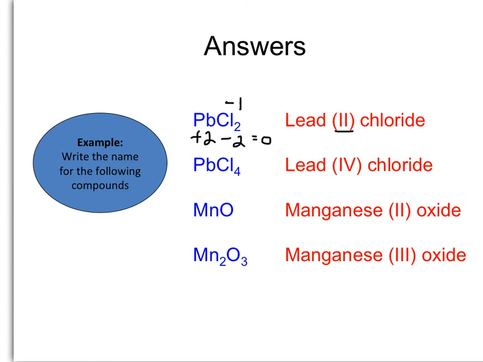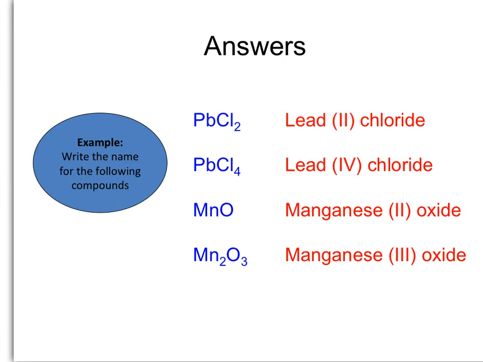In the next example, we have the same 2 elements. This time, the ratio is not 1 to 2, but 1 to 4. So I'm still going to come up with a charge of chlorine, which is -1. There are 4 of them, which gives us a -4 charge, and only 1 lead needed to maintain that neutrality, so that has to be +4, and thus this is lead 4 chloride.